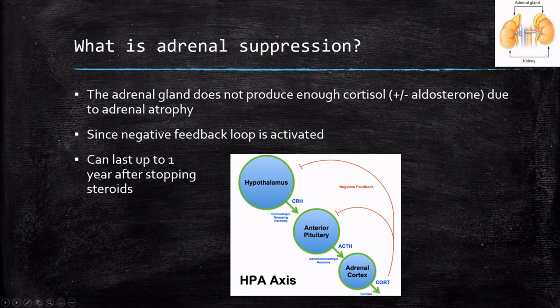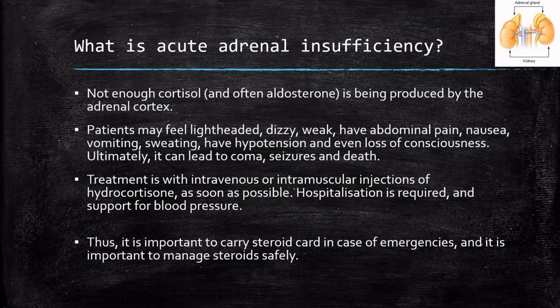I've mentioned the fact that adrenal suppression can last up to 1 year after stopping steroids as well. Next. So what is acute adrenal insufficiency? So we've touched on it, and it's when not enough cortisol and often aldosterone, because that's also made in the adrenal glands, is being produced by the adrenal cortex or the adrenal glands.